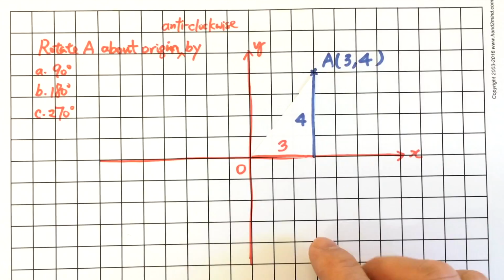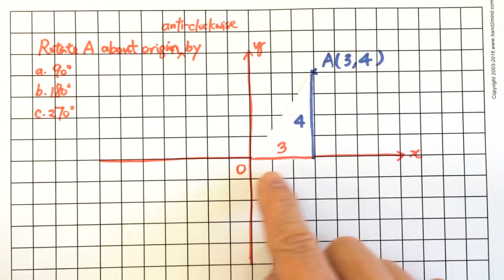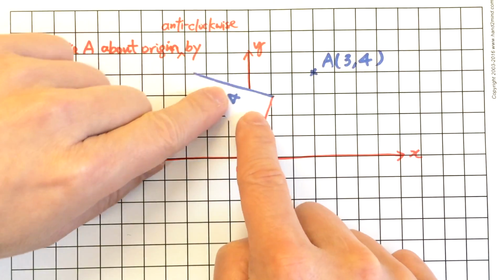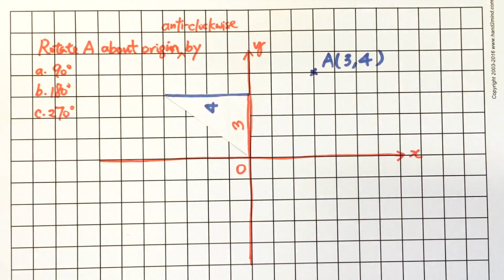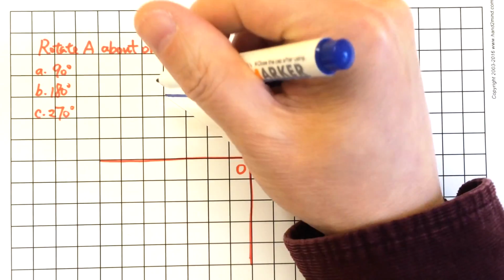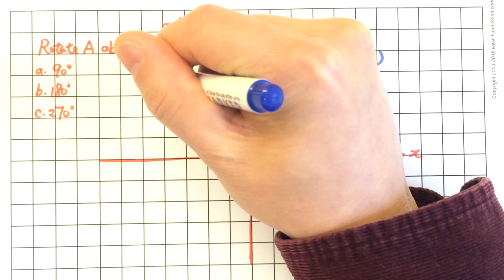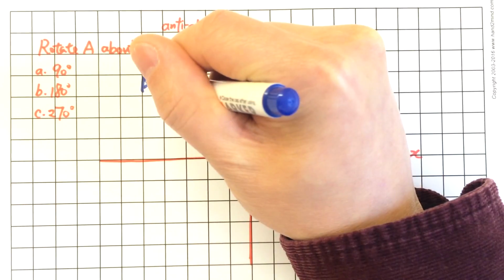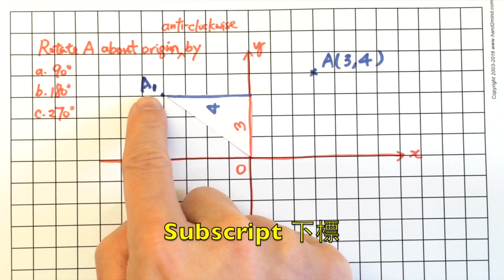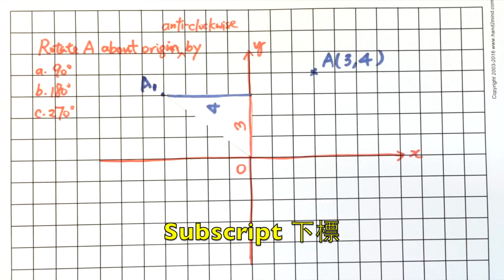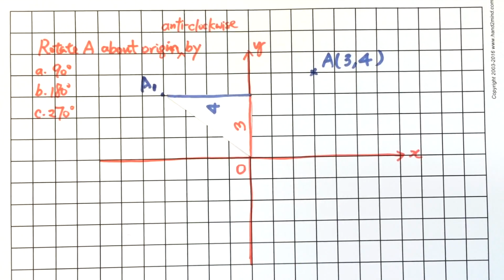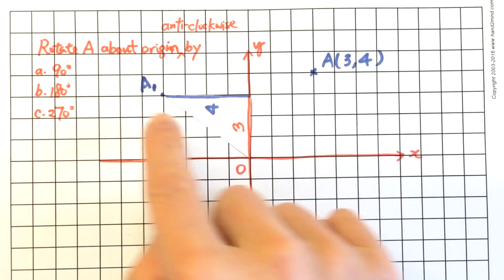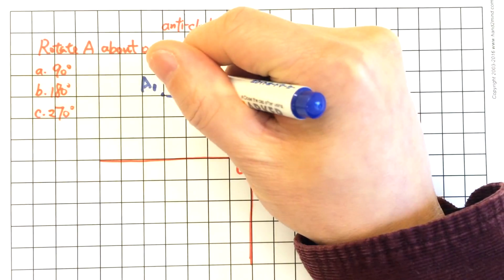Now we're going to rotate this triangle about the origin by 90 degrees. Now we have a new position of point A. Let's call this A1. We use a subscript, A1, to represent the new position of A. Now, what will be the coordinates of A1?